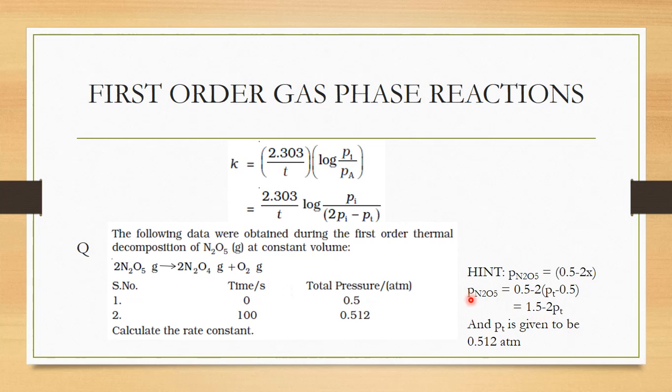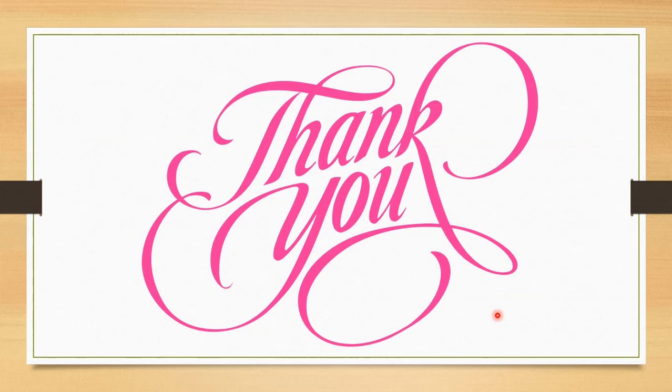From here you can calculate the partial pressure of N2O5, because first you will have to calculate the value of x. Right? So partial pressure of N2O5 will be 0.5 minus 2 into Pt, total pressure, minus 0.5. Total pressure is given to you as 0.512. Right? So it is just a hint. You have to solve this numerical by yourself. Thank you.